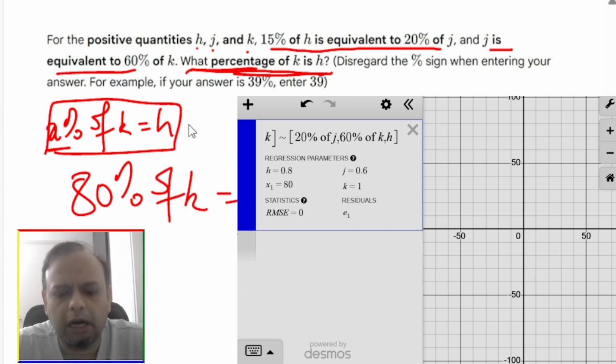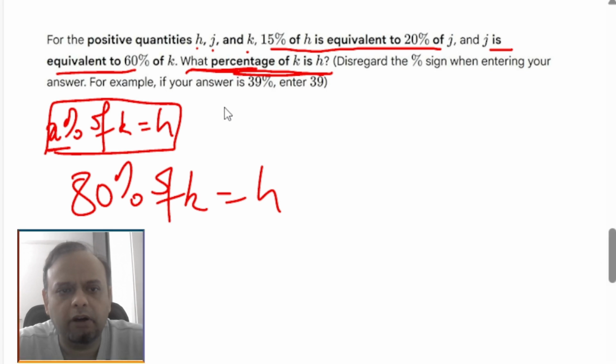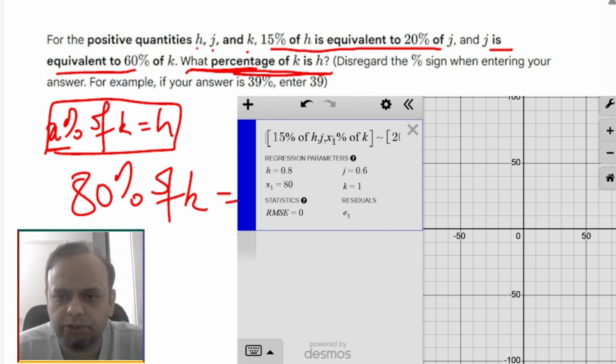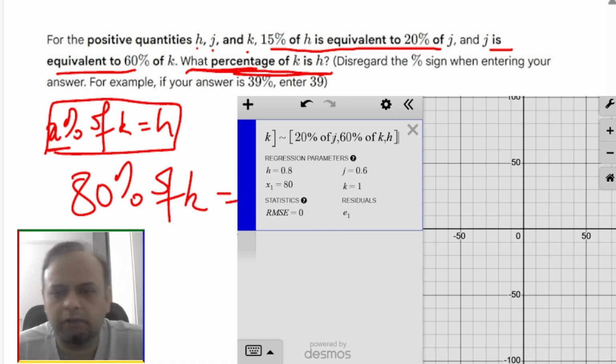So notice how when you have a lot of these things, you can simply pull up Desmos and put everything in, right? That's what we did. We just use the square bracket with tilde. First relationship, 15% of h is the same as 20% of j. Second relationship, j is equivalent to 60% of k. And third is x1% of k is equal to h.